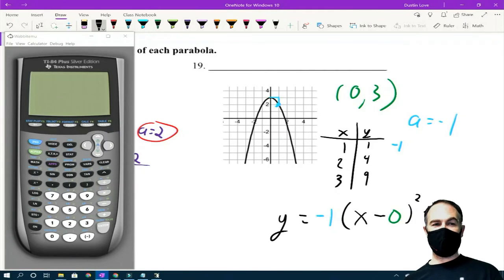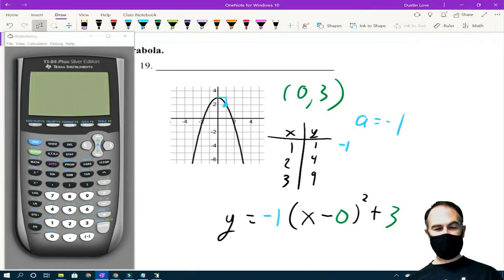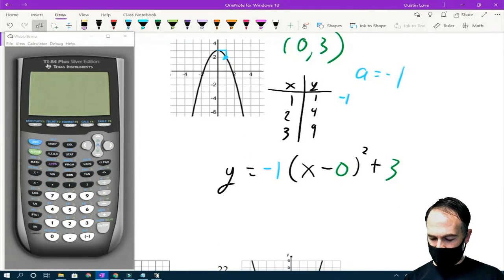While this answer is technically correct, I want to clean it up a little bit because, for example, I don't like writing the 1 out in front of the parentheses. I'm going to write this as negative x squared. Also, I don't have to write this plus 0. So this is just negative x squared plus 3.